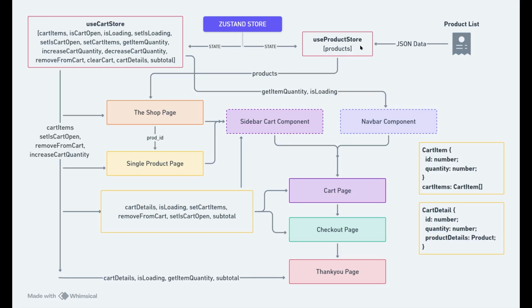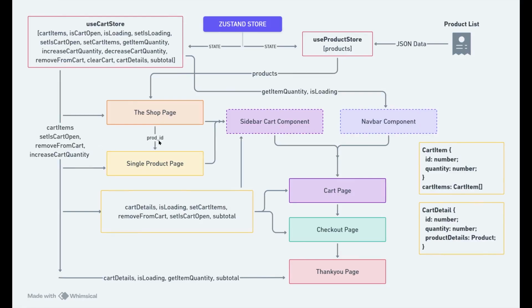And the product store is very simple. It is bringing in the static data, the product data from a JSON product list file, and updating its state with all the products. And this is the one sending the list of products to our shop page and a single product page. On the shop page, we're showing the entire list, and in the single product page, we are showing them by ID, all the single product detail.